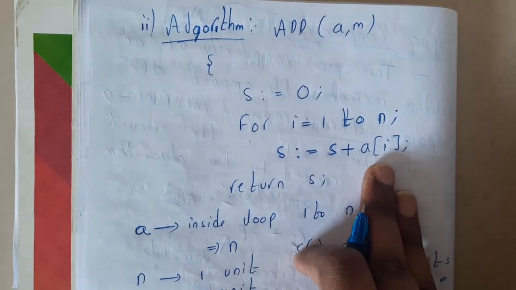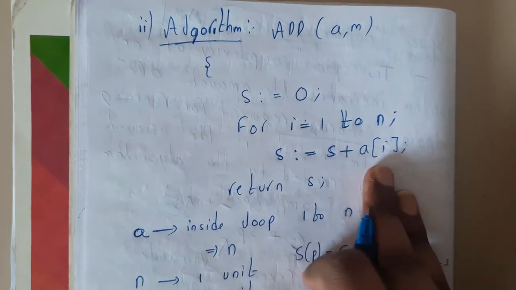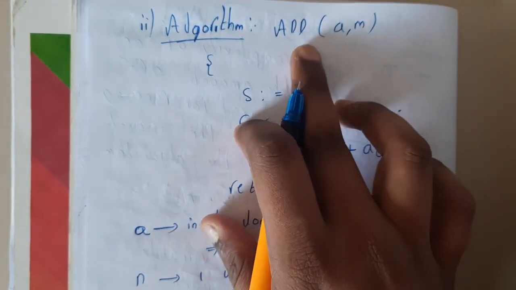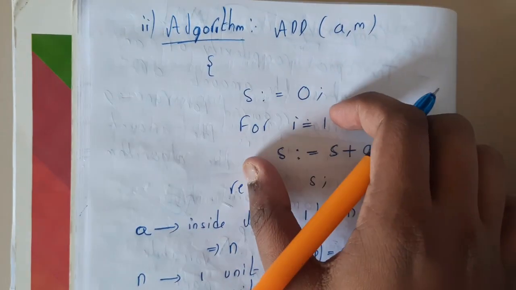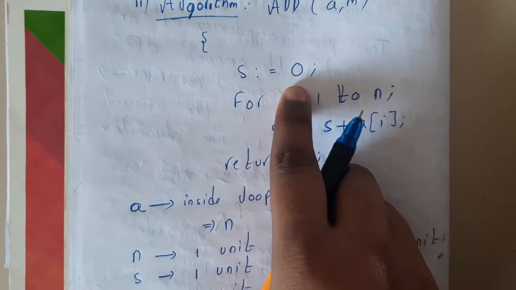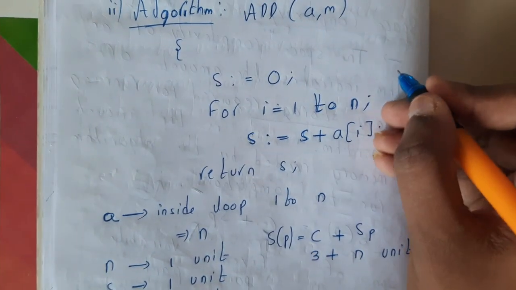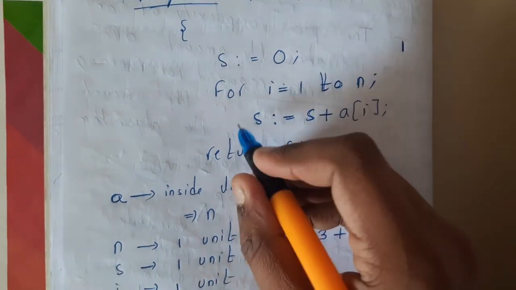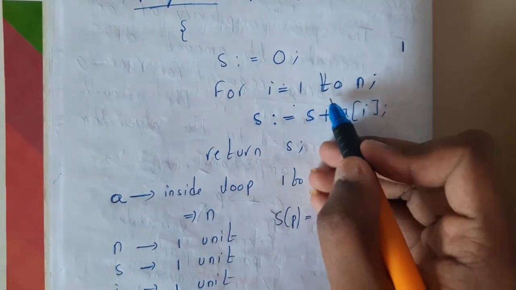Okay, so let us take one more algorithm. Here, assume that it is doing addition of an array of elements. Initially it is assumed that s equals 0. So you are storing s equal to 0, start from here, and this occupies 1. Then here, for I equal to 1 to n.